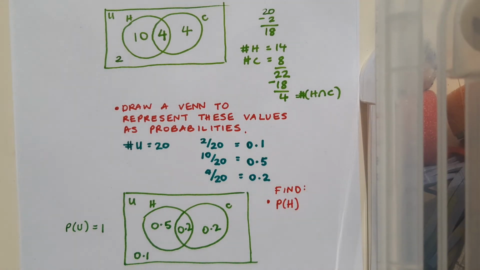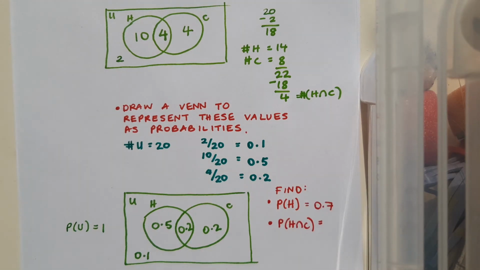So let's find some individual probabilities now. First of all, let's find the probability of H. Well, the probability of H in this context is the probability of choosing a girl that plays hockey. Well, you can see that the H set contains 2 regions, 0.5 and 0.2. Together they make up the total for H. So the probability of choosing a girl in the H set is 0.7.